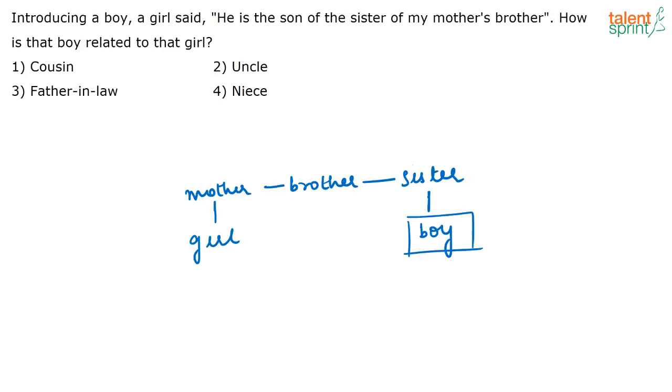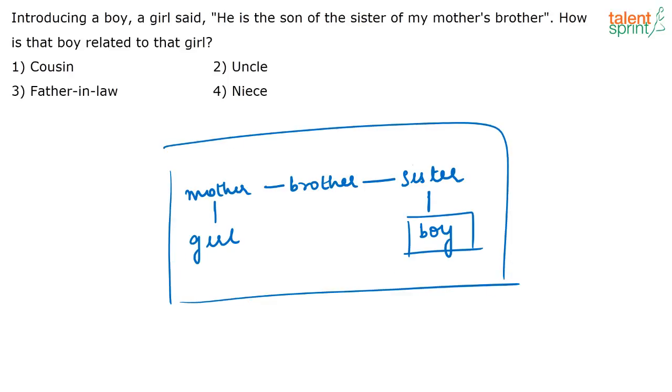Now look at the options. See, the options given here are uncle, niece, father-in-law, cousin. When you look at the options, you should be able to say that this is the diagram that they are referring to, and the answer is going to be cousin. See, another way to look at it is, in all the other three options, this boy belongs to the same generation as the girl does, correct? But uncle, niece, and father-in-law all belong to different generations, correct?